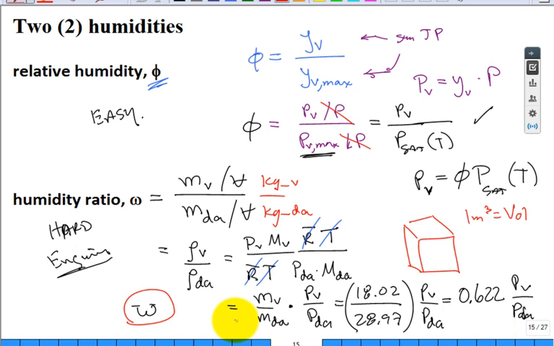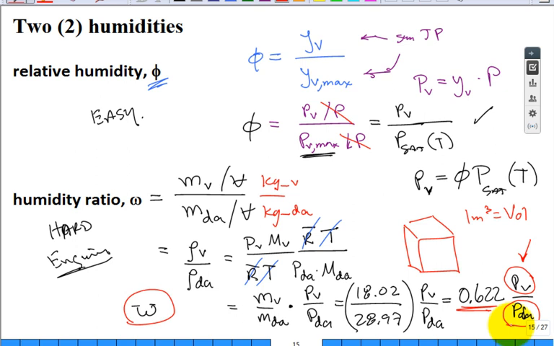Now, let's take a look at this equation. So omega is equal to a constant, 0.622, times PV. What exactly is PV? The partial pressure of the vapor in my moist air. What would the maximum PV be? The saturation pressure at the dry bulb temperature. If it was saturated air, that's how high it would be. All right, what is P of dA? Is it the total pressure of the moist air mixture, or is it the partial pressure of the dry air in the moist air mixture? It's the partial pressure, yeah, selection B, not A. It's the partial pressure of the dry air in the moist air mixture.